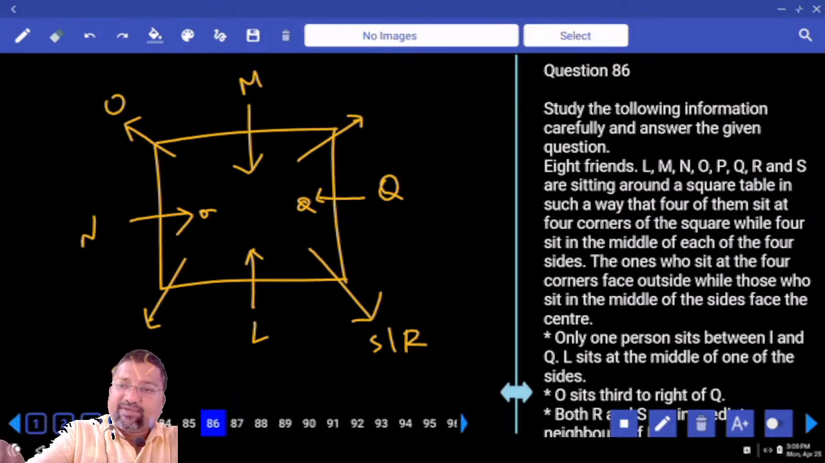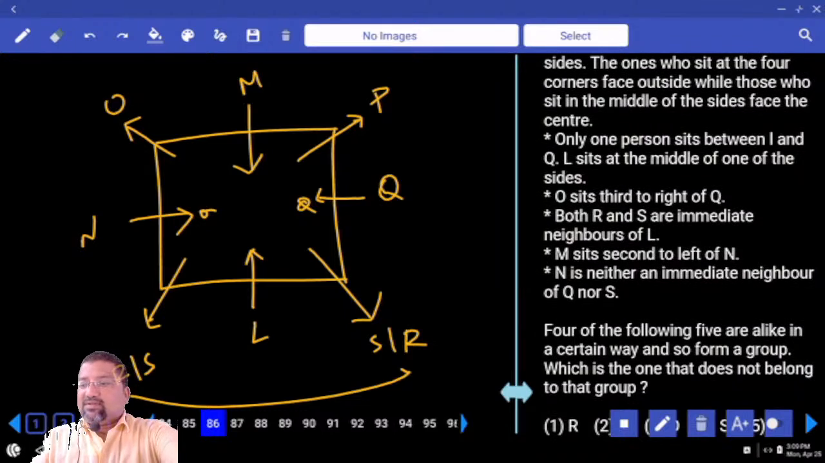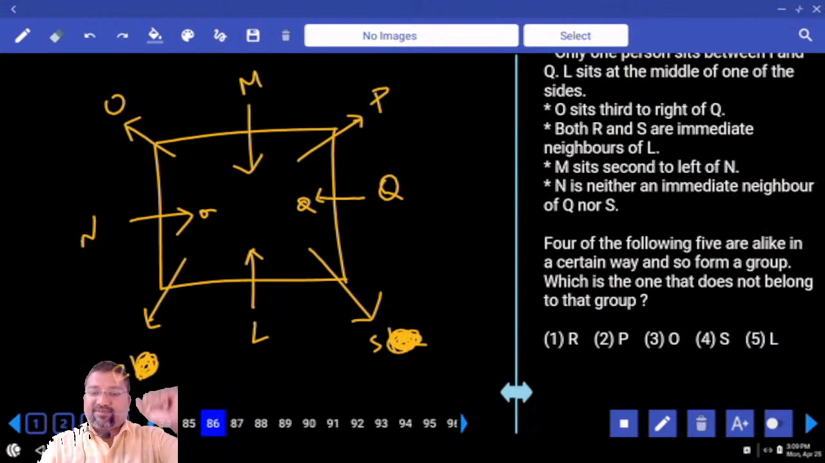What is the name of the one person left over? P. We will see what happens with these two in the next line. N is neither an immediate neighbor of Q nor S. So this is not S. That is surely R. So this is clear? Everyone, copy it fast.